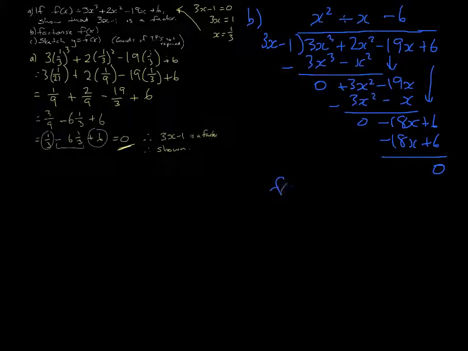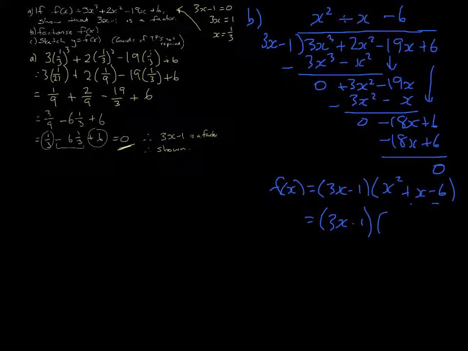our function of x with our 3x take 1 linear factor at the front. And the second one here is x squared plus x take 6. And factors of negative 6 which add up to positive 1, we need to further factorise that second one, is x plus 3 and x take 2. And therefore we have factorised the question.